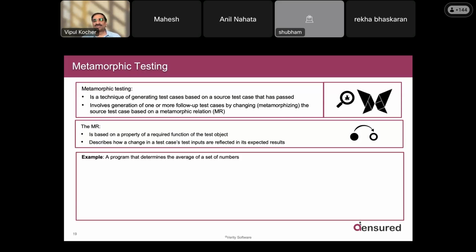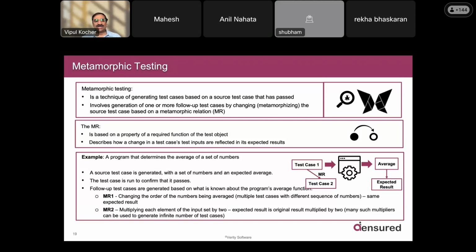Now, just to give you an example, when you change the order of numbers that are being averaged, your output should not change, correct? So there is a metamorphic relation between output and input. So with exactly the same inputs, you try to change the sequence of the inputs and you try to find out if you are getting the same output. If yes, then the system should be working correctly. And you try to do this with a large number of metamorphic relations.